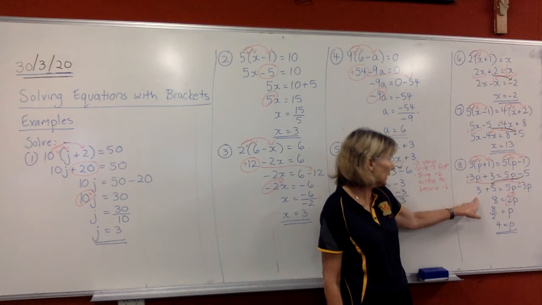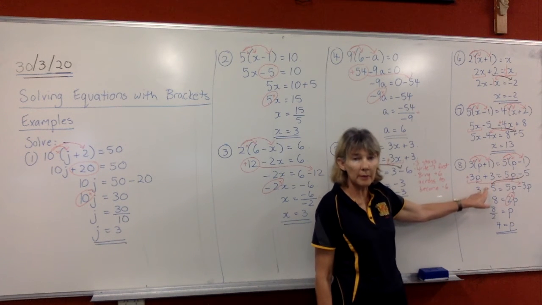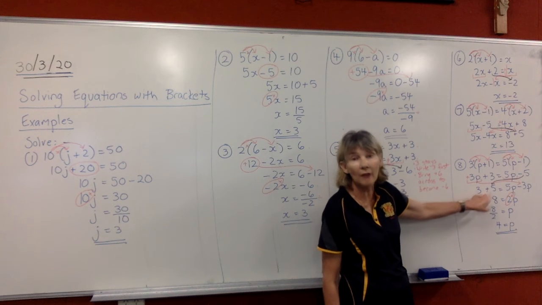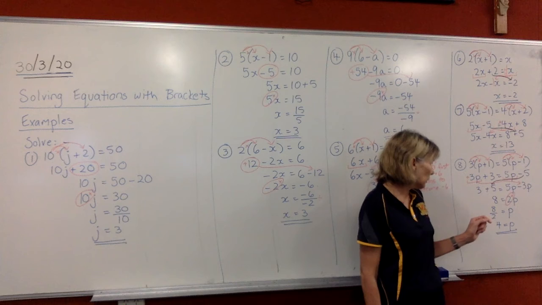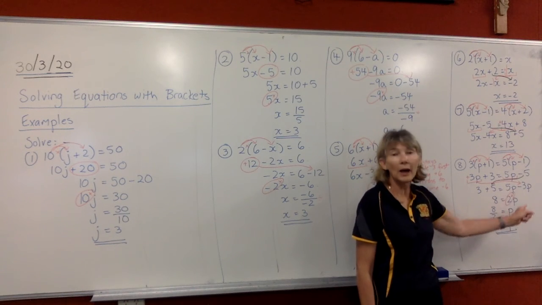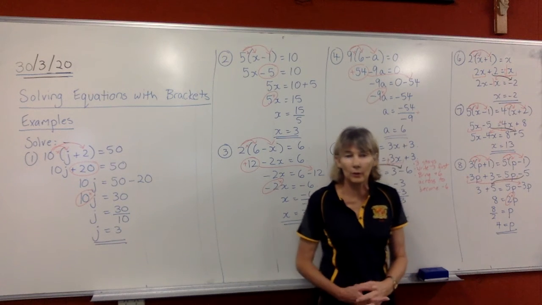Over here we have 3. Move the minus 5 over to join its other number and becomes plus 5 on the end of the line. Collect your like terms, and then we're going to divide by 2 to do the opposite of times 2, and that's the end of the question.